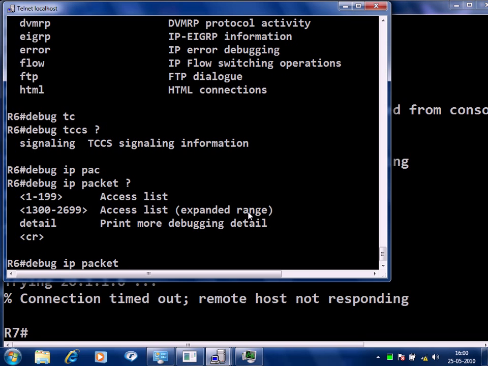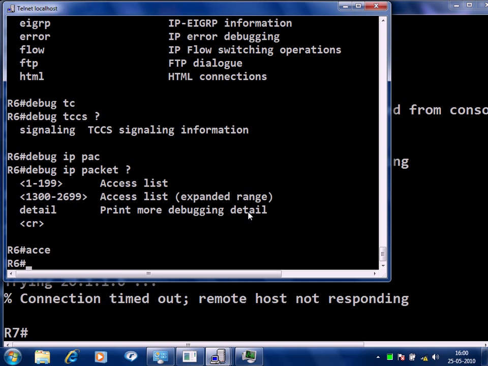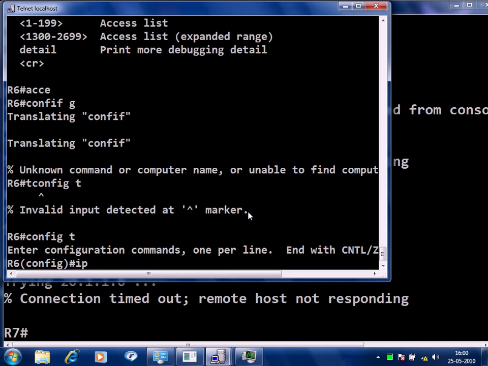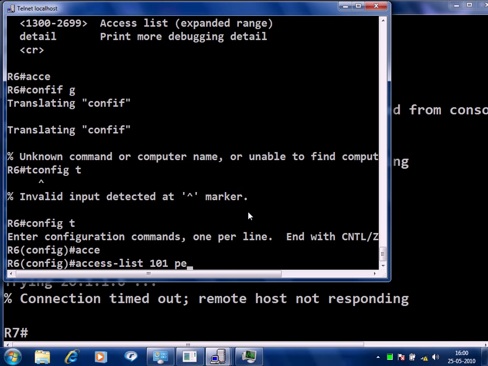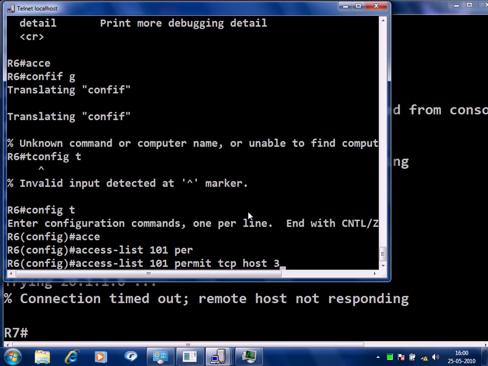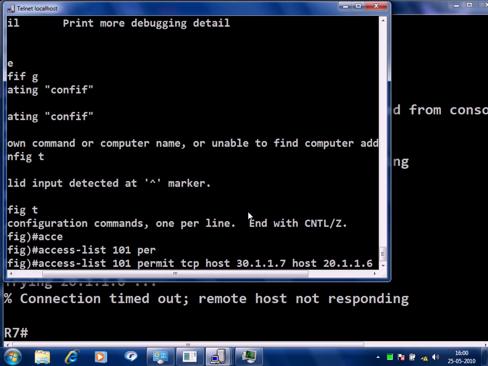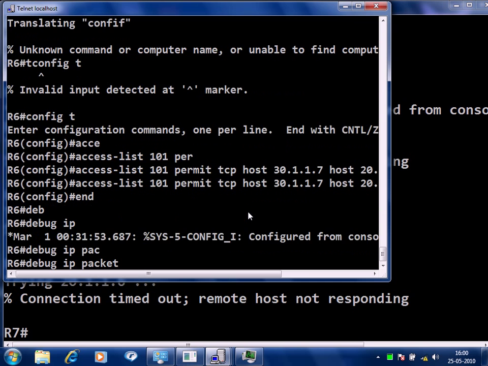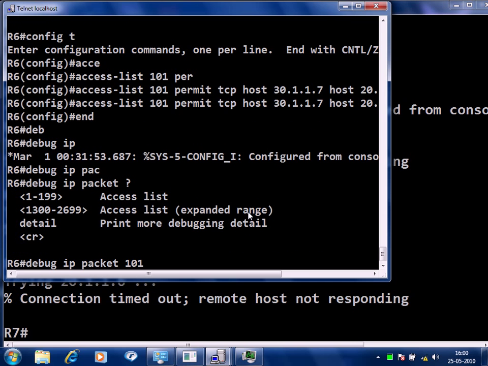Create the access list. In that access list, you define that you permit this thing for telnet. This is the source and this is the destination. How? Access list 101 permit TCP host 30.1.1.7 host 20.1.1.6 equal to telnet. Debug IP packet 101.